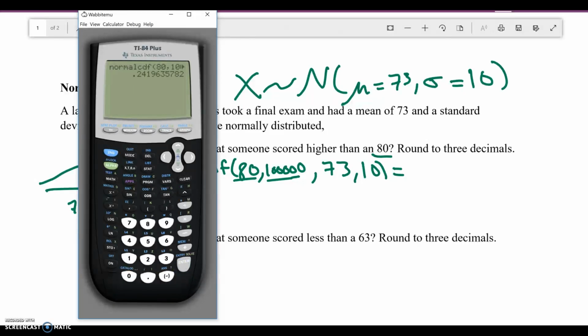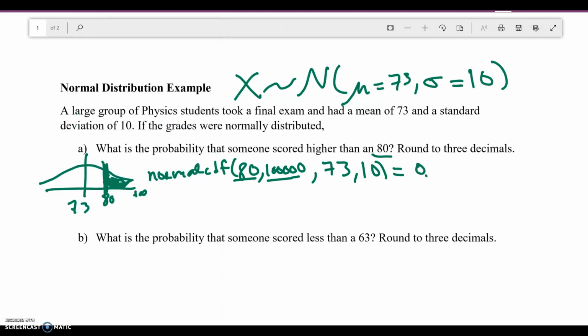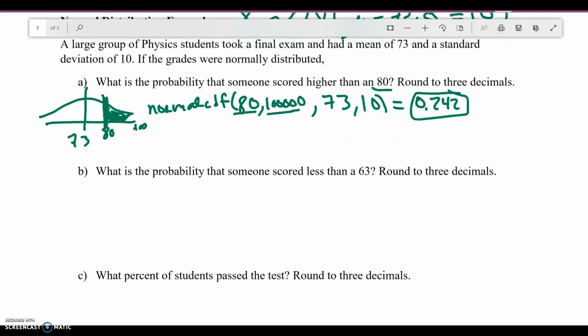And I'm going to get roughly 0.242. It's 0.242 because we want it rounded to 3 decimal places. So roughly 24% of them scored above an 80. All right, so now let's go to our next problem.